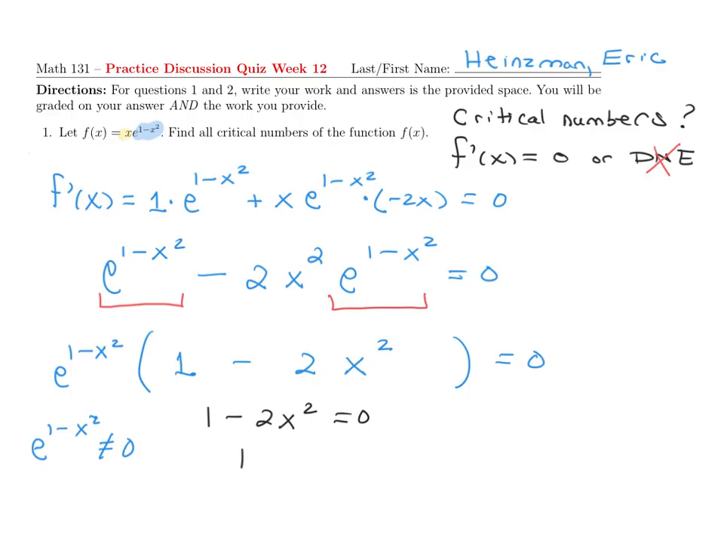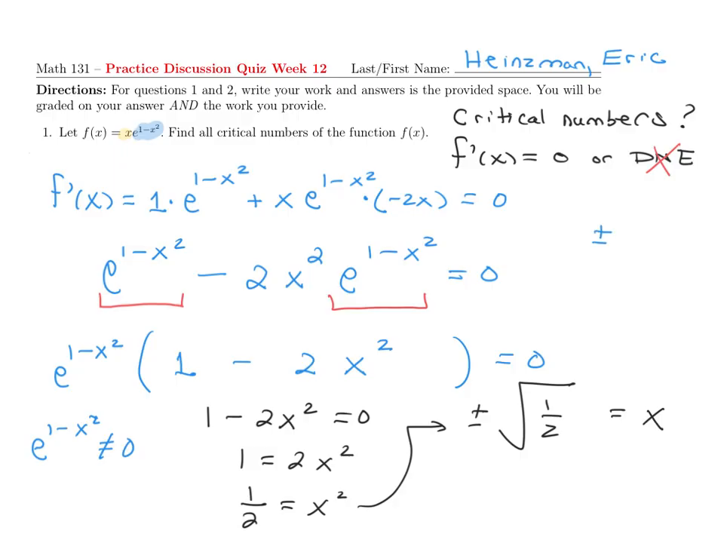I'm going to add the 2x squared to the other side of the equation. I'm going to divide both sides by 2. And if you take the square root of both sides, you get plus or minus is equal to x. That is, plus or minus root a half is equal to x. Those are two numbers that make the derivative of this function equal to 0, and therefore we have two critical numbers, plus or minus the square root of 1/2. And that is the answer to this question.